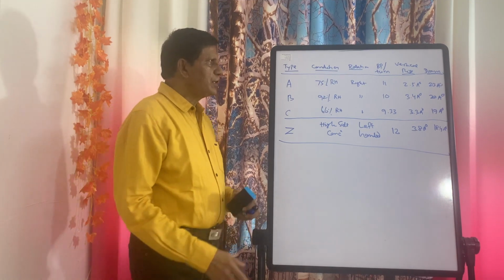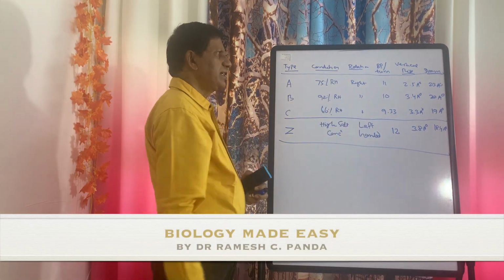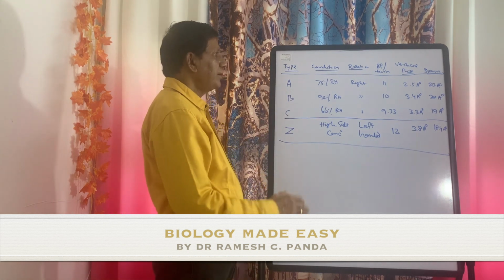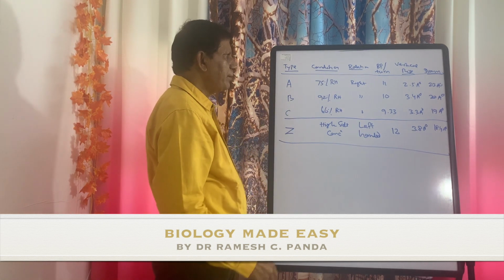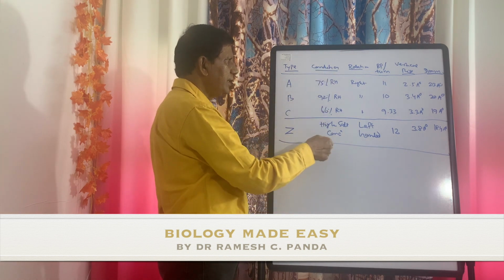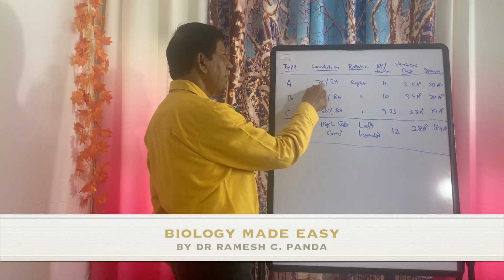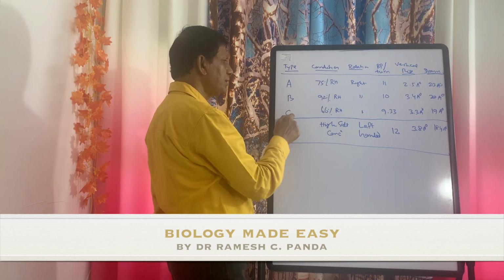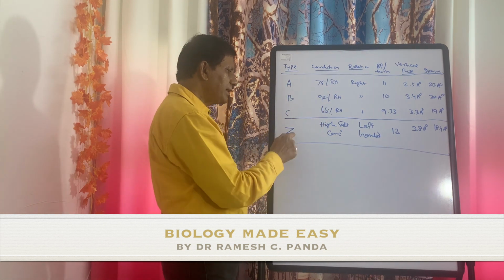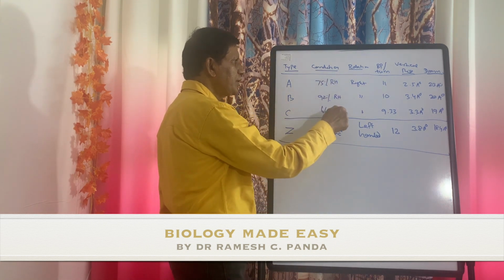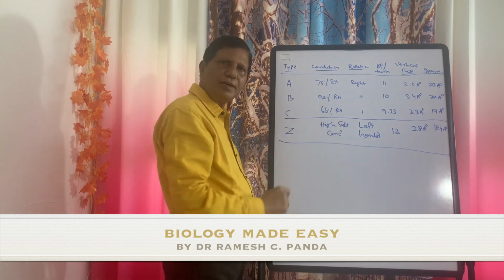So now you see here one table is given, for A, B, C and Z DNA. What is the difference between them? The main difference lies in the condition of relative humidity. In A DNA it is 75%, B it is 92%, C it is 66%, while Z DNA is found in high salt concentration. Similarly, A, B, C are right-handed, while Z is left-handed.